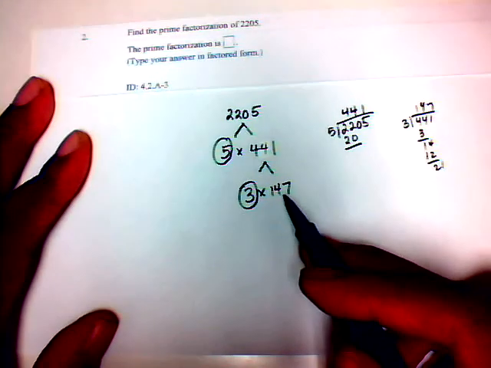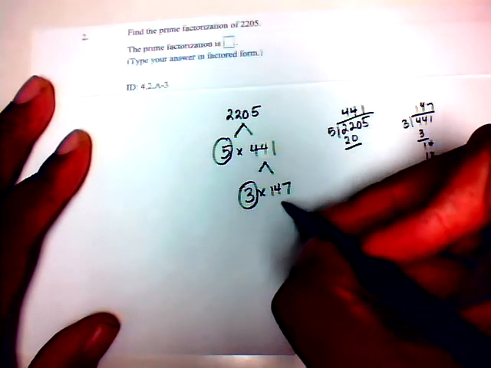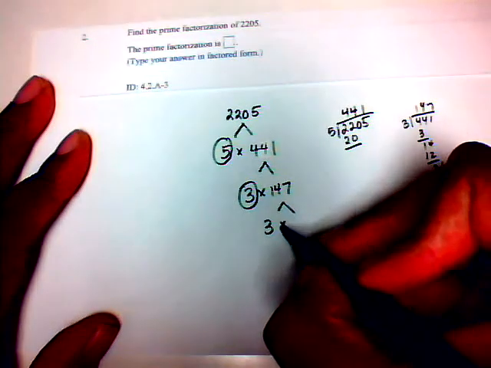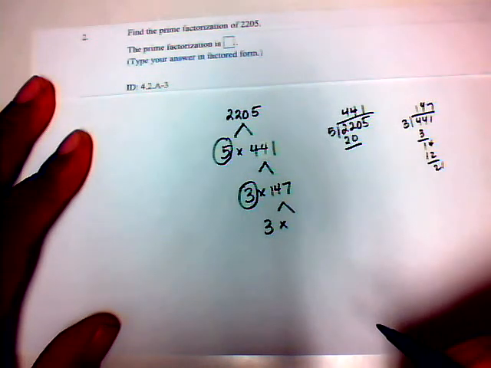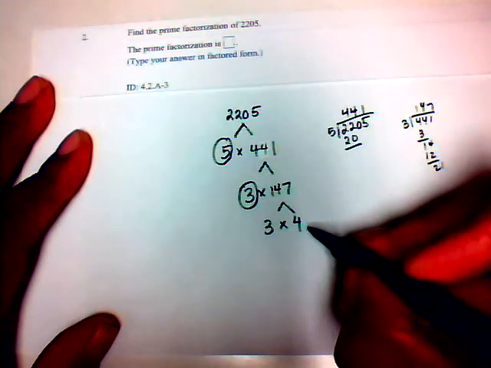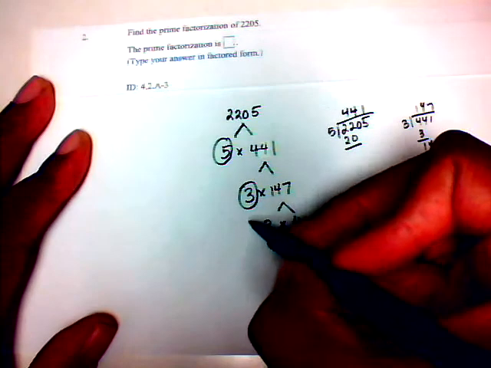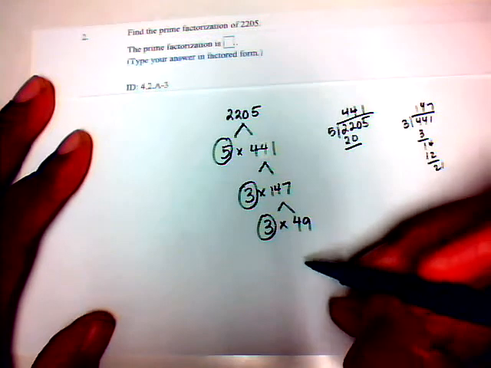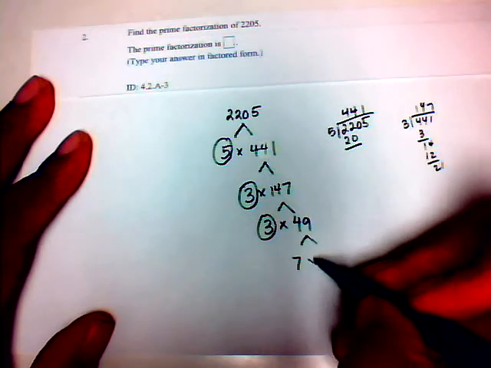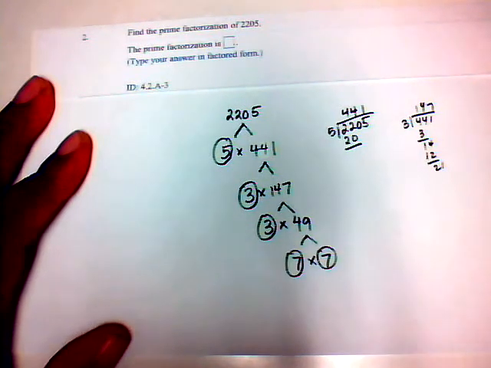Now 147, again, this is divisible by 3 because the sum of the digits, the 1, the 4, and the 7, that gives me 12, which is divisible by 3. So we can use 3 as another factor. And then divide 3 into 147. That will go 49 times. Okay. And then I know I can break 49 up into 7 times 7. And 7 is a prime number.